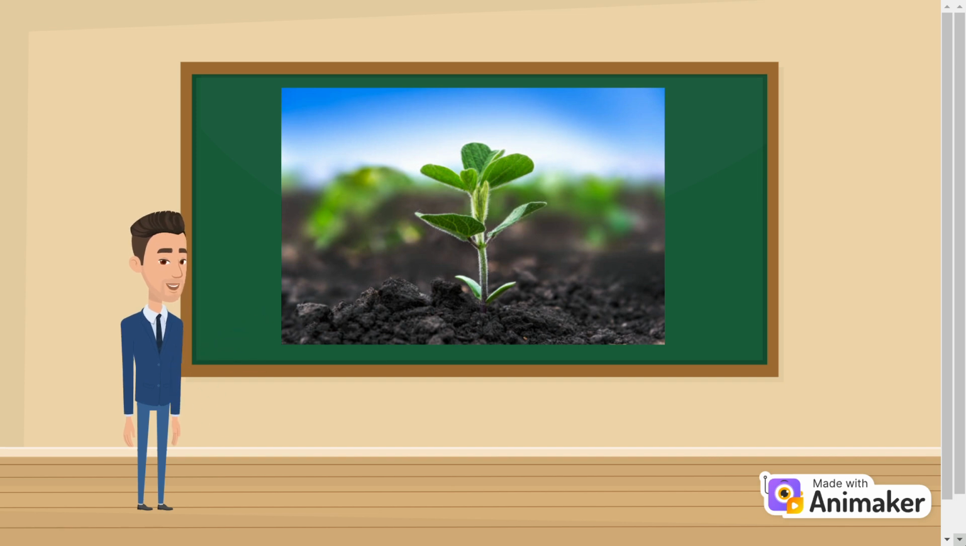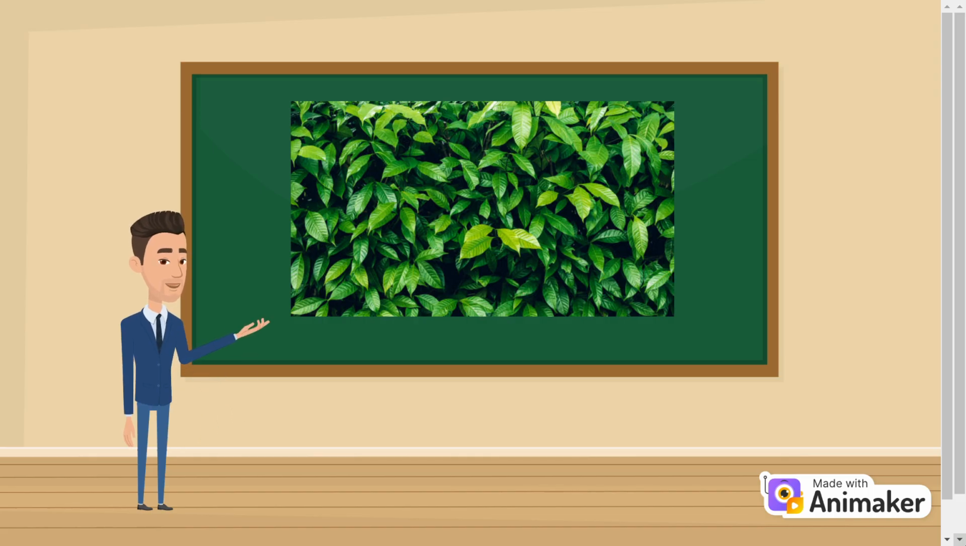1. What is nutrition in plants? Nutrition is the process by which plants obtain food to grow, develop, and maintain life. Plants make their own food through a process called photosynthesis. They also need certain nutrients from the soil for healthy growth.